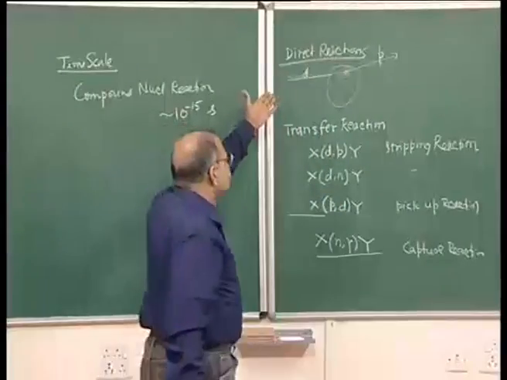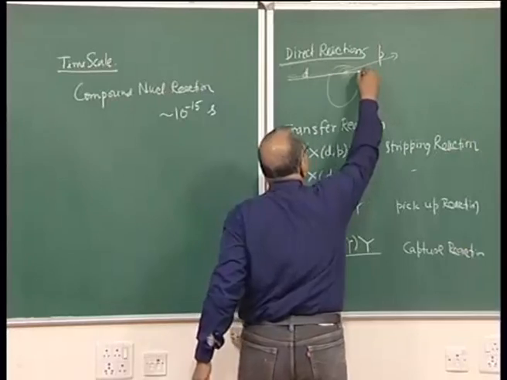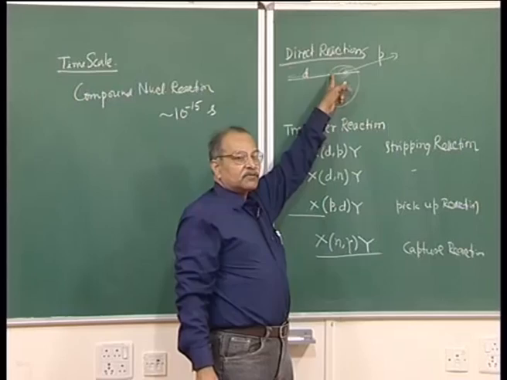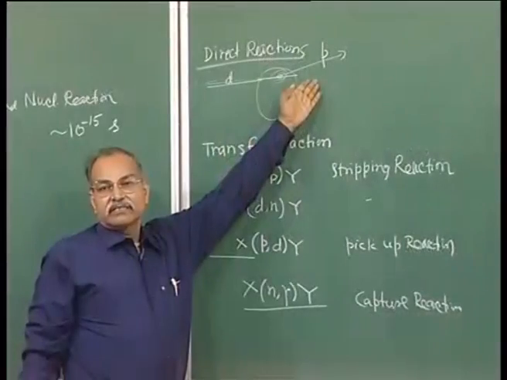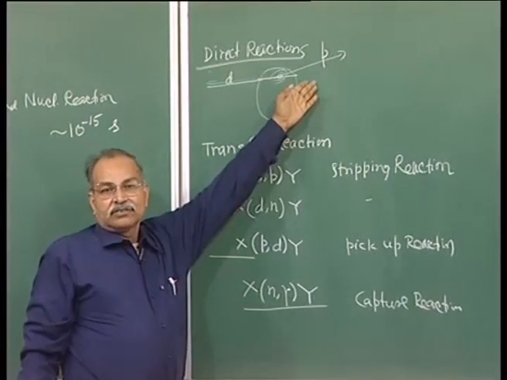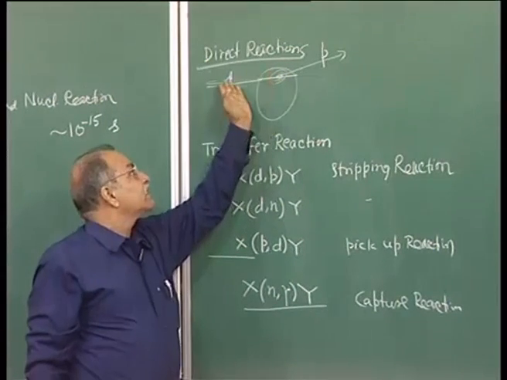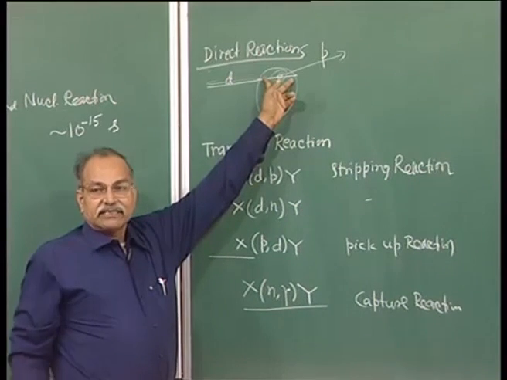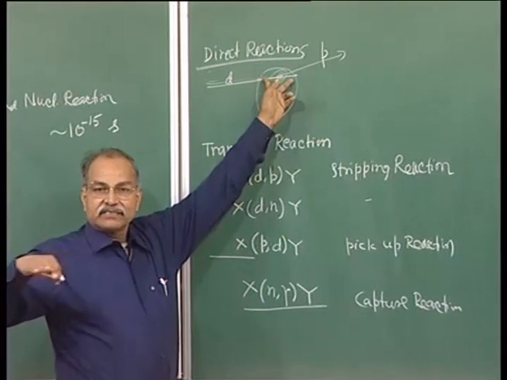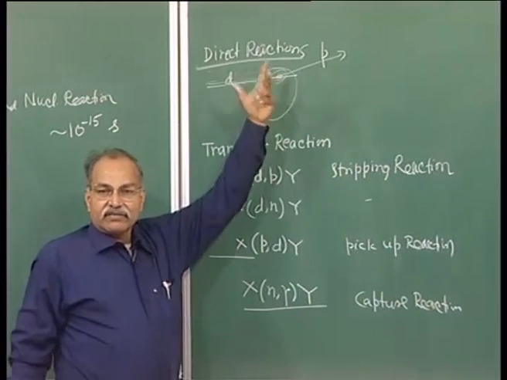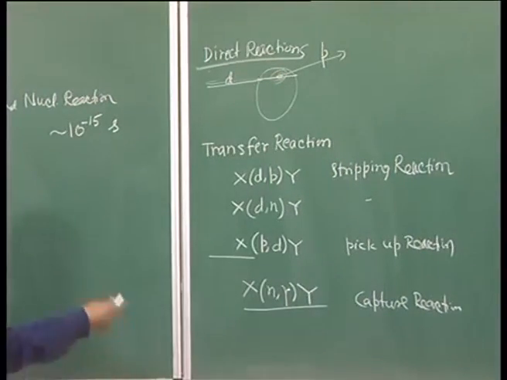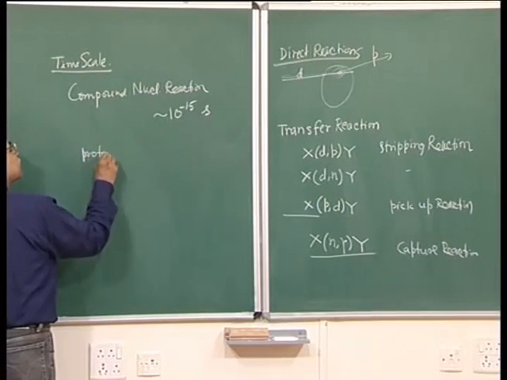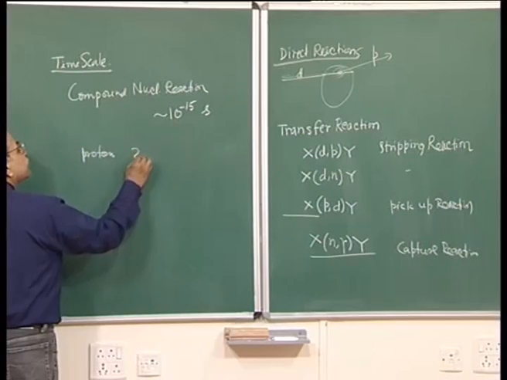And the time for a direct reaction, that you can easily work out. In a direct reaction, the time available for the reaction is almost the transit time for the particle to cross the nucleus. That can be estimated if you know the kinetic energy of the particle and the distance, that is the nucleus size, that it has to traverse. One can calculate this time. Let us do that. Suppose the incident particle is a proton, and let us say the energy is 20 MeV.